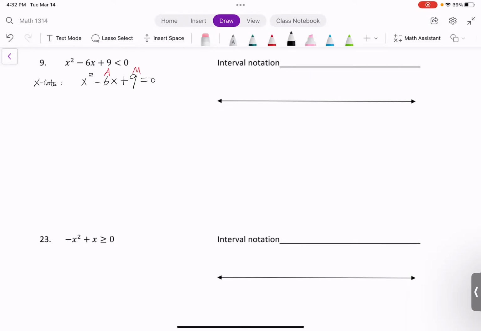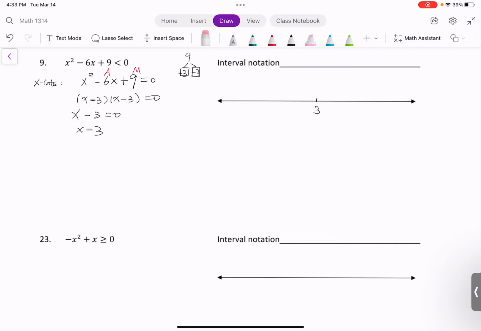M is 9, finding two factors of 9 that add to make -6, both of them -3. We have x minus 3 times x minus 3. That's x minus 3 squared. So we can just solve the one factor equal to 0, x equals 3. We only have one key number, which is 3. We don't need to plot a lot of points there. I'm looking for a point here, and put it in the polynomial to see if it makes the polynomial less than 0.